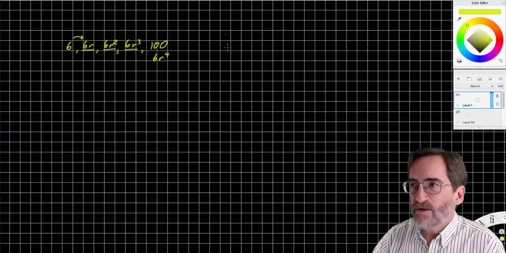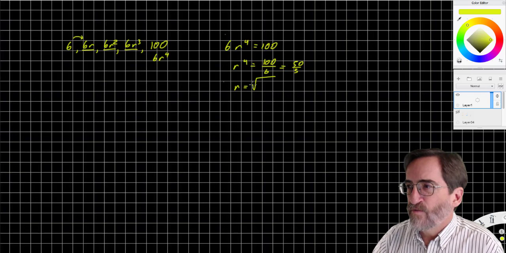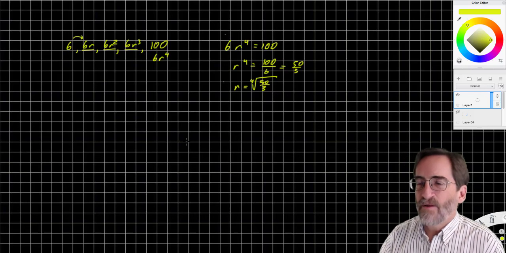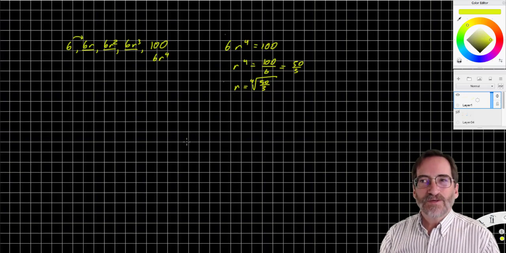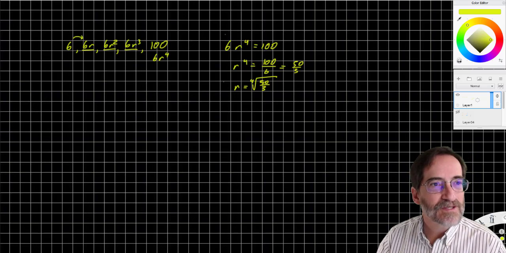So those should be equal. So 6 times the common ratio to the 4th is 100. Ratio to the 4th is 100 divided by 6, which is 50 divided by 3. And the common ratio is the 4th root of 50/3. Okay. All right, so that's how to fill in the missing steps of the geometric series. And hopefully that helps.